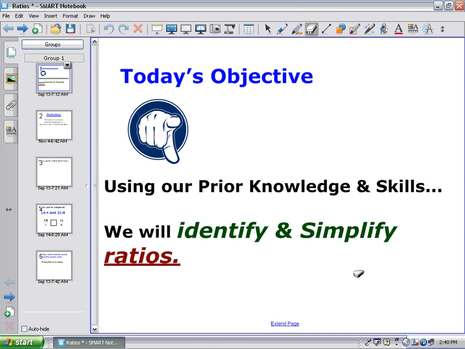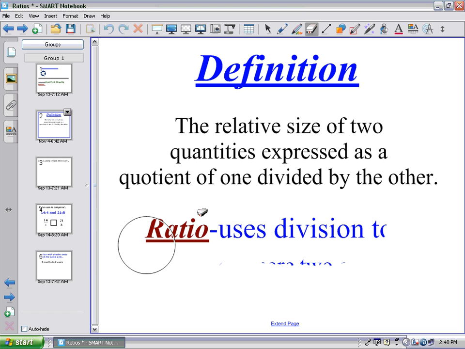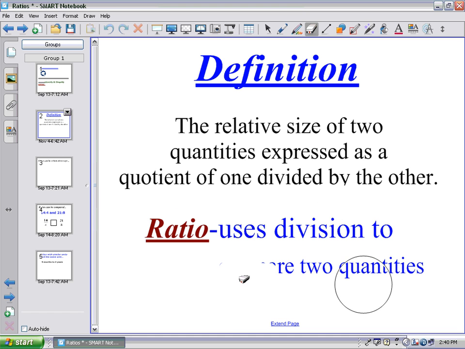Mr. Besh. Today we're going to identify and simplify ratios. First and foremost, let's get to the definition. A ratio is a relative size of two quantities expressed as a quotient of one divided by the other. I know what you're saying. What? In reality, simplified terms, a ratio uses division to compare two quantities.